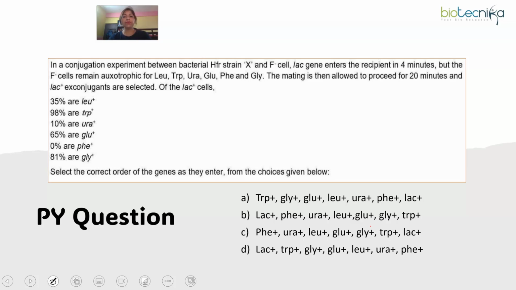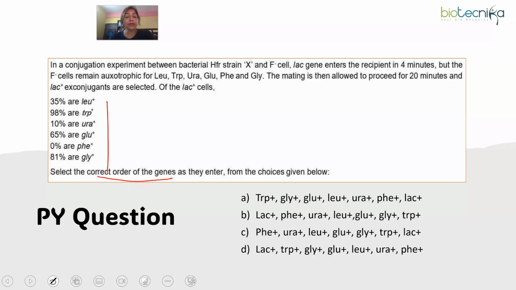Now this is also a type of question which has been asked multiple times, and it is a relatively easy question. You just have to focus on the concept. So in a conjugation experiment between bacterial Hfr strain X and an F- cell, the lac gene enters the recipient in 4 minutes, but the F- cells remain auxotrophic for Leu, Trp, Ura, Glu, Phe, and Gly. The mating is then allowed to proceed for 20 minutes and lac+ X conjugates are selected. Of the lac+ cells, this is the percentage in the recipient that are mentioned for the different markers. Select the correct order of the genes.